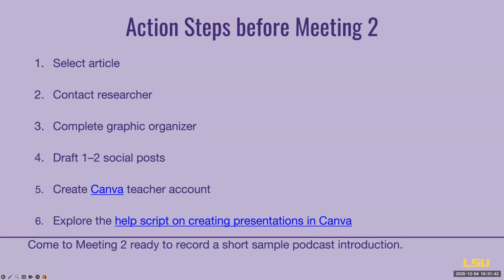Before we meet again, please select your research article, contact the researcher and schedule 2 meetings for the year, complete the graphic organizer, begin drafting early social media posts, create your Canva for Education account, and please review the help script for creating presentations in Canva. And come to meeting 2 ready to record a short sample podcast introduction.